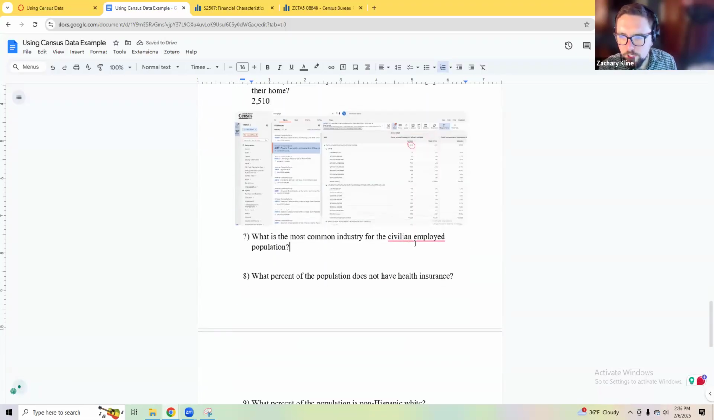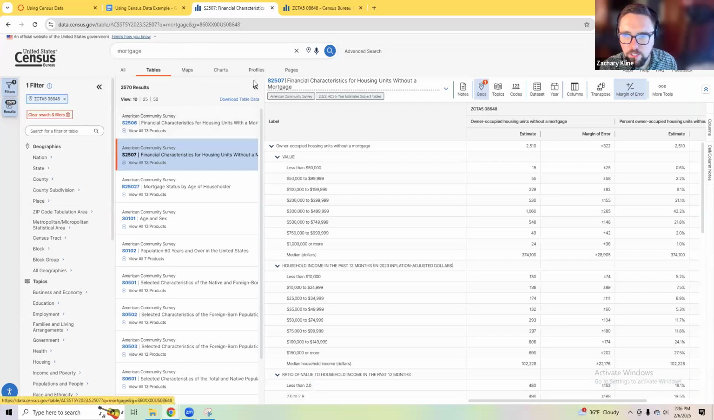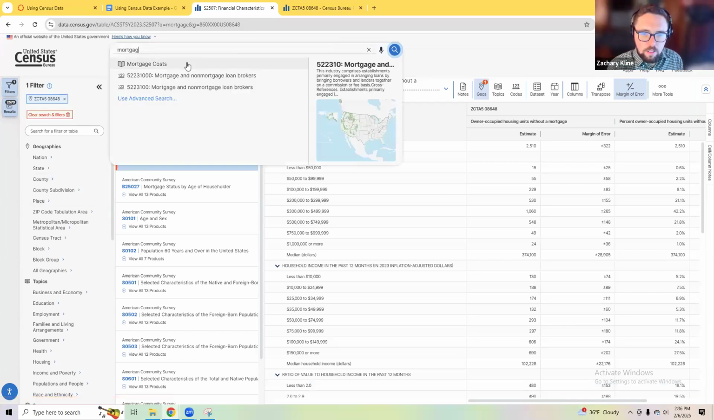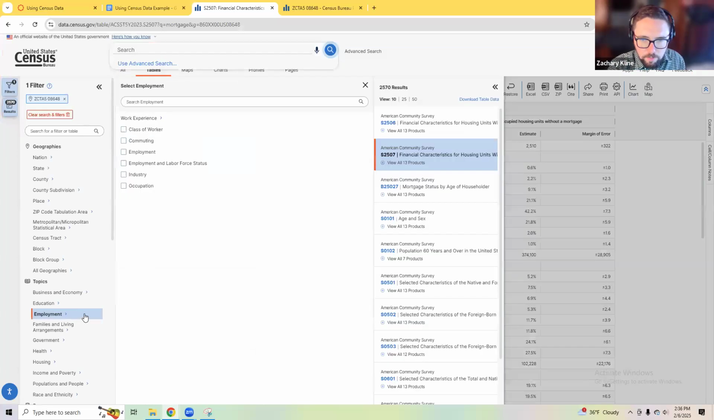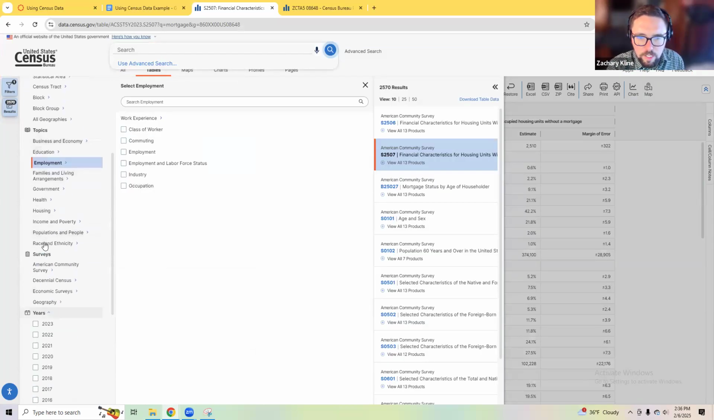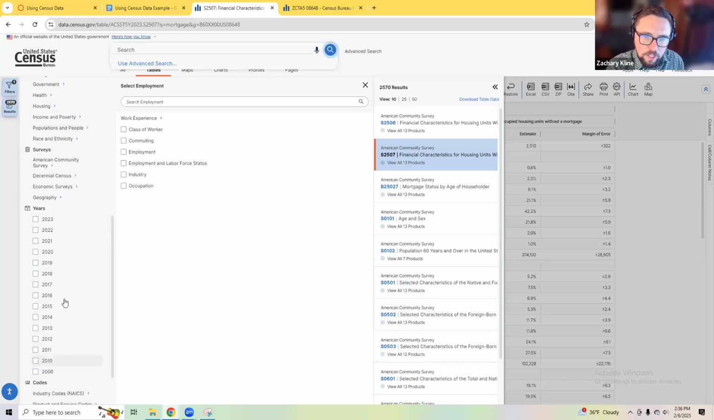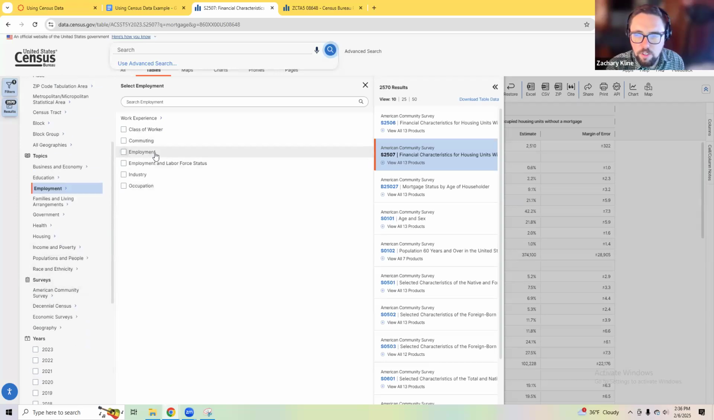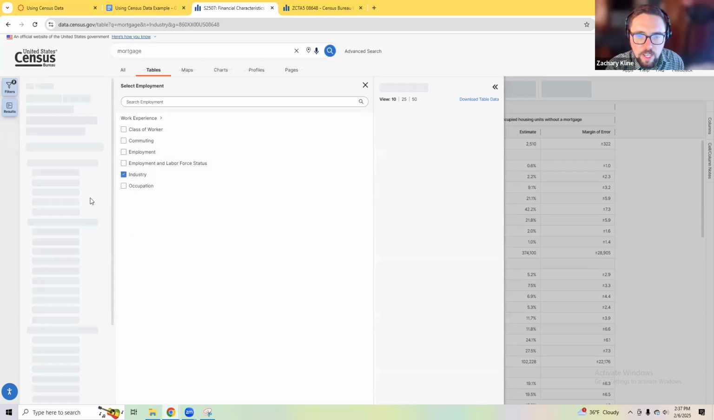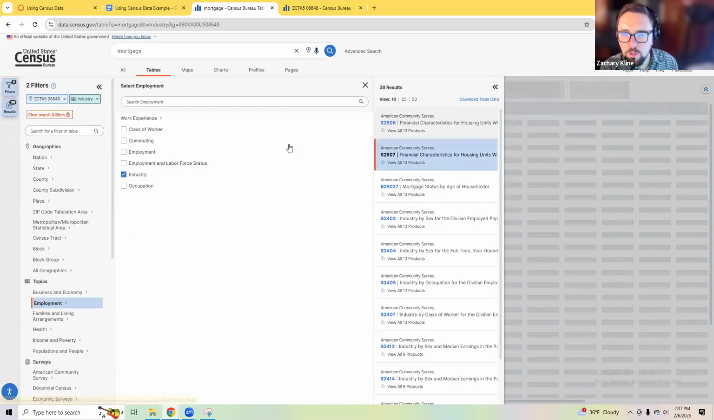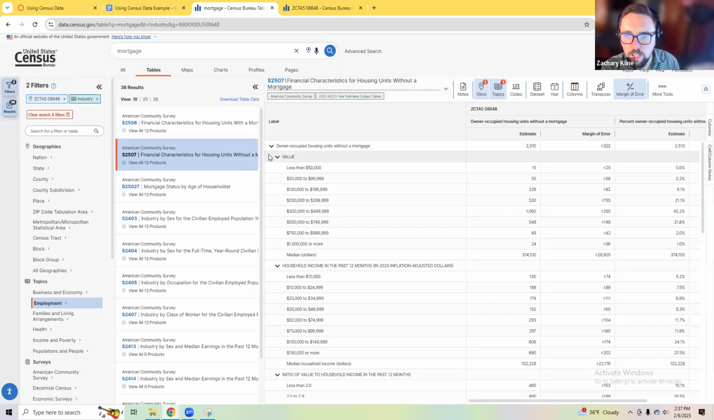What is the most common industry for the civilian employed population? Civilian employed means not people who work for the military. They're civilian employed, the most common industry. Maybe under employment. We'll try using some of these search bars over here, which can be really helpful if you're struggling a little bit to find something. If you go to employment industry, sometimes you may not use the right search word, so you could try using those bars on the left to specify.